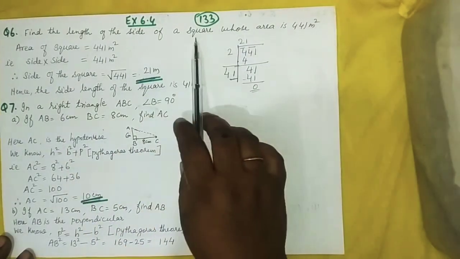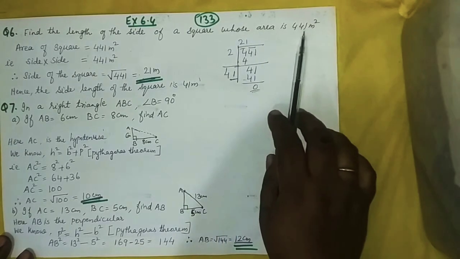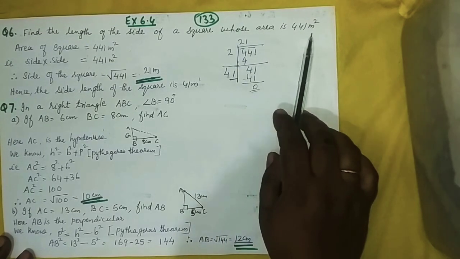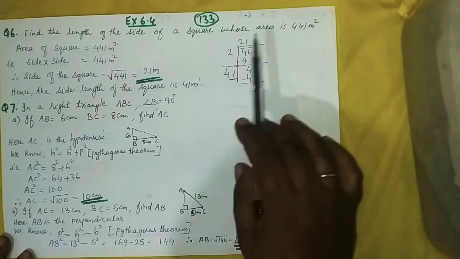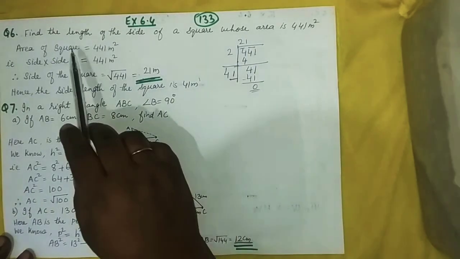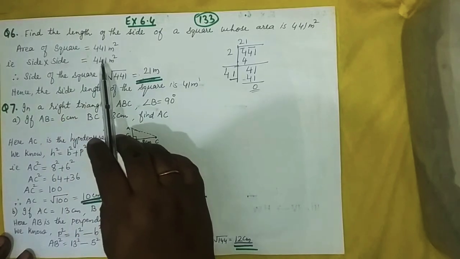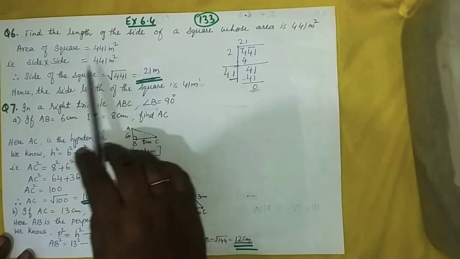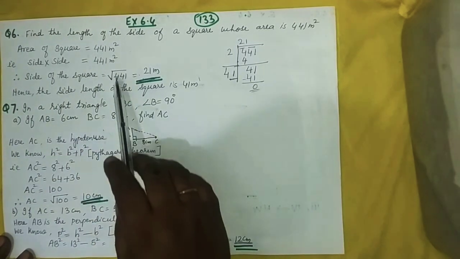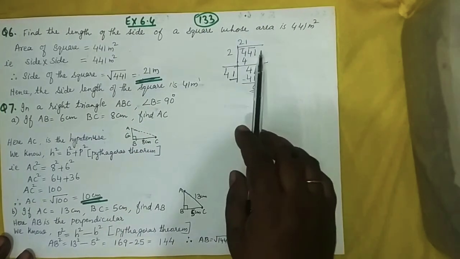Okay. Now question number 6. Find the length of the side of a square whose area is 441 meters square. In a square, length and breadth, that means all sides are equal. So the area of the square is what? 441 meters square. Side into side is the area, that is 441. So how do you get the side of the square? When you take the square root of this number. Let us take the square root.